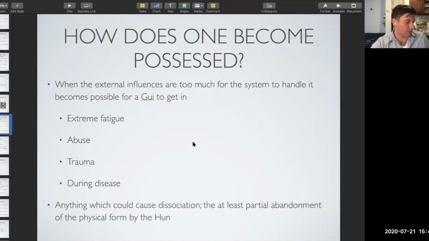This can happen when people have high enough fevers to hallucinate or dissociate. Basically anything that causes dissociation, that's the key word, which means that the hun has partially left the person's body. So it's like a waking dream state associated with terrible experiences. During those times, it's easy to become possessed.